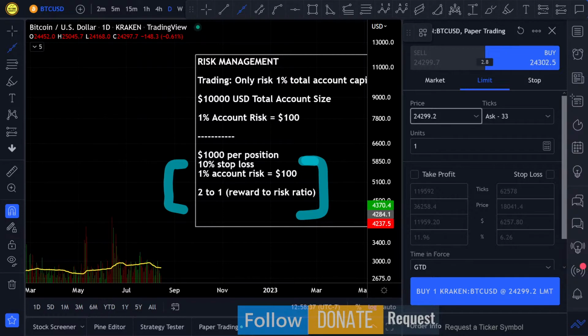Sometimes it mutes itself. I'm pretty sure my volume's on right now. My microphone's on right now.